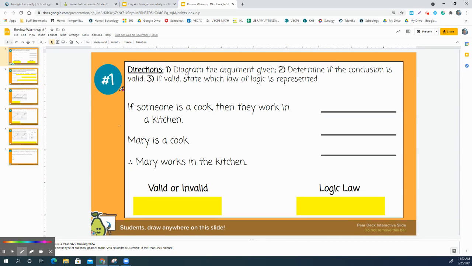All right, so I love what I saw. Someone is a cook, that's P. They work in the kitchen, that's Q. Remember, every single one of these is going to start P, then Q. The trick is what happens next.